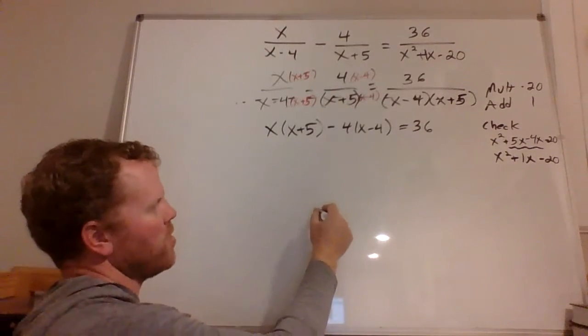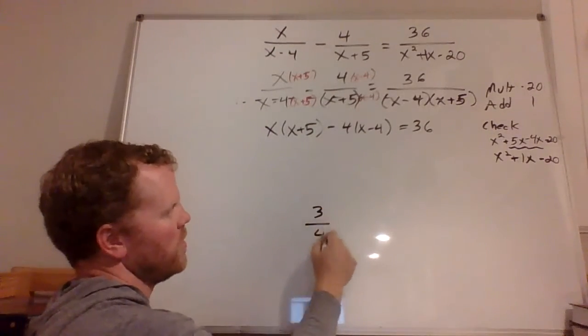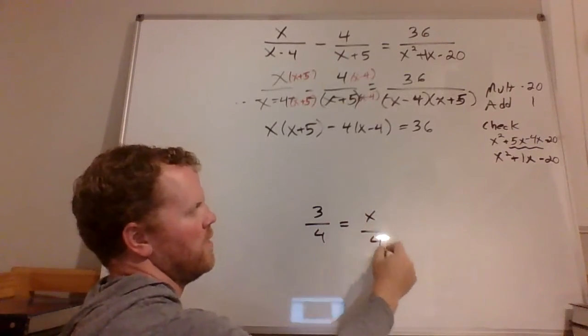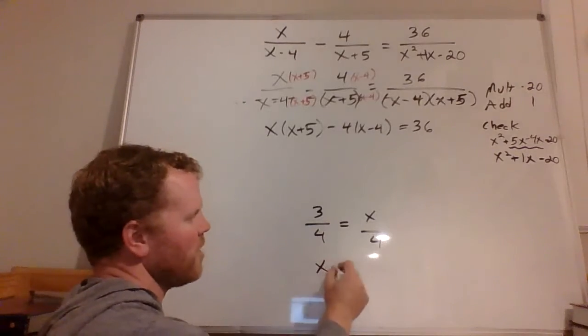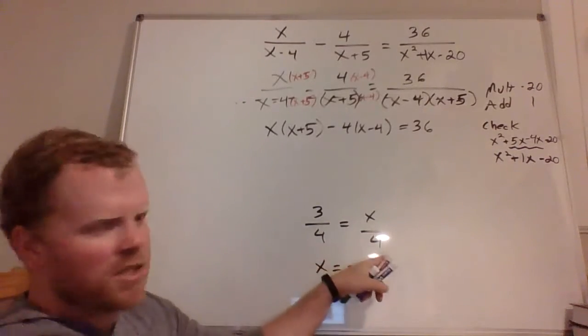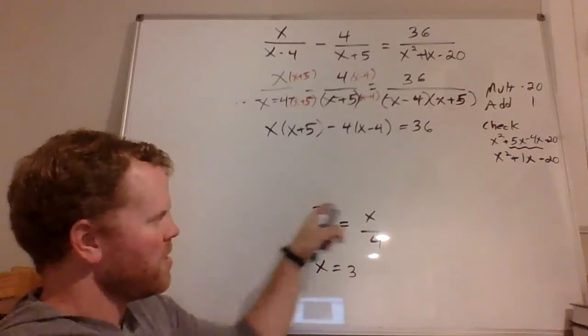If you're at a point where you're trying to solve this equation, it's hopefully very clear that x has to be 3. Because if the bottoms are the same, then the tops have to be the same too.